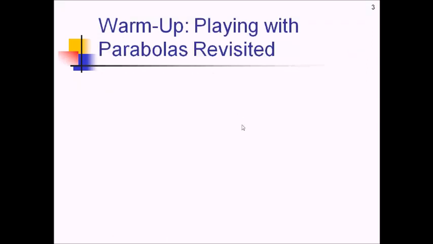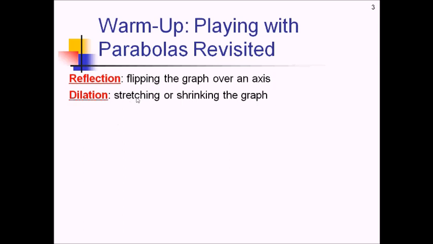We'll do our warm-up in a sec, but first let's get some terms out of the way. When we talk about a reflection, that means we're flipping the graph over an axis, usually the x-axis. The y-axis doesn't really change much when you reflect over that for a parabola. Dilations means we're stretching or shrinking the graph.